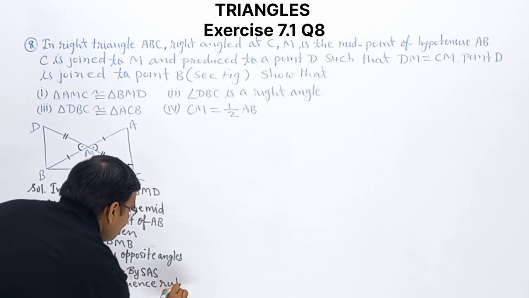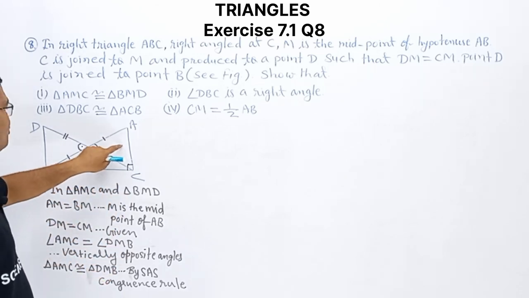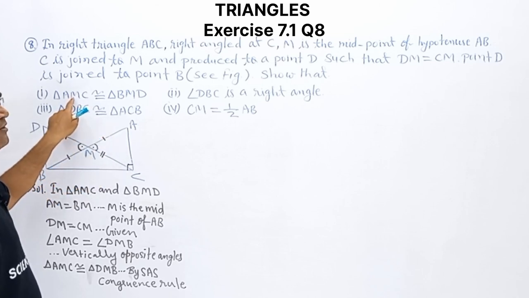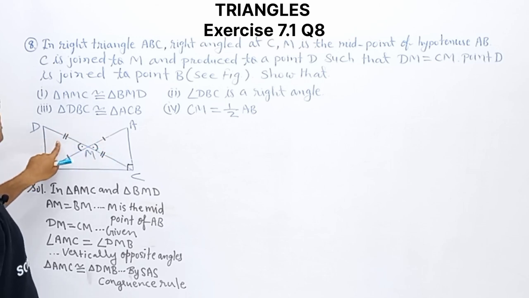Congruence rule. By the side angle side congruence rule, we proved what? These two triangles are congruent. Observe, so simple things are there. We want to prove whether this triangle is congruent to this one or not. In the first question, at first one, we want to prove this is congruent to this one or not. So how will we prove?